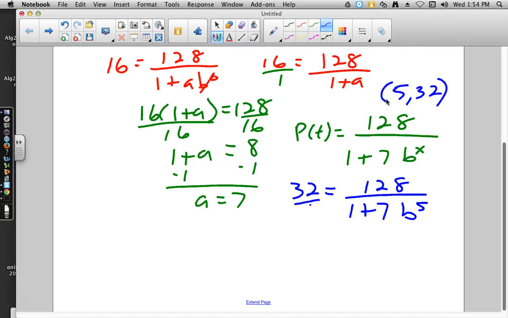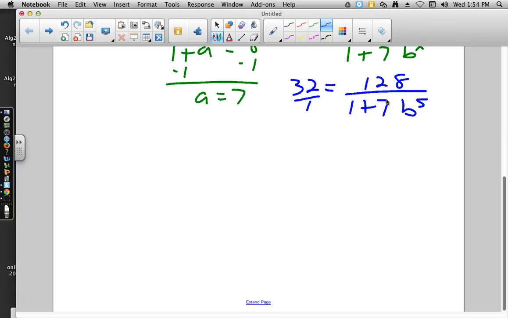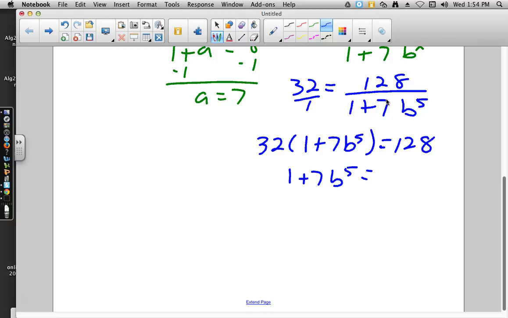We're going to go ahead and slap a 1 underneath it, and then we will cross multiply. So 32 times 1 plus 7, B to the 5th, equals 128. We would divide both sides by 32, and 128 divided by 32 is 4. Then we would subtract 1 from both sides, divide by 7, and take the 5th root.